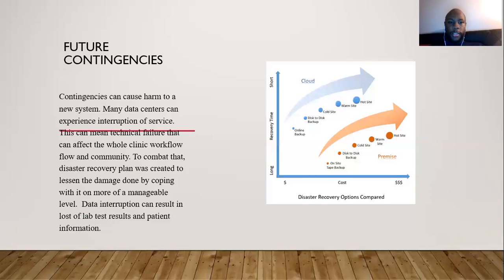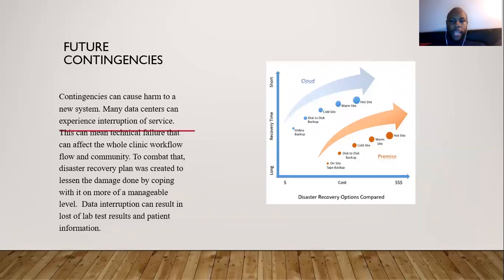Future contingencies. So basically, contingencies can cause harm to a new system. Many data centers can experience interruption of service. This can mean technical failure that can affect the whole clinic workflow and community. To combat that, a disaster recovery plan was created to lessen the damage done by coping with it on more of a manageable level. Data interruption can result in a loss of lab tests, results, and patient information.